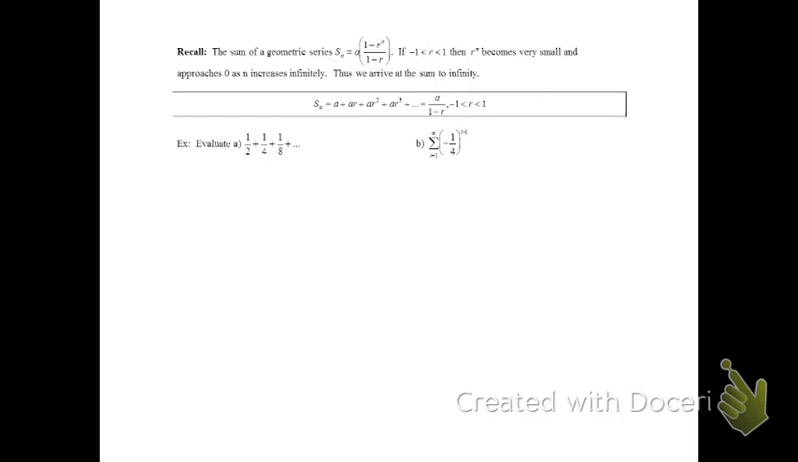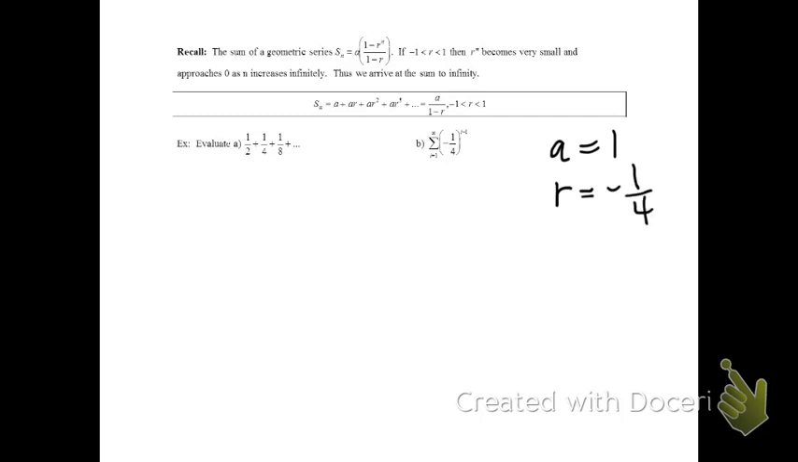Okay, the next one, we're just given it in sigma notation, where it's saying it's varying between 1 and infinity. We can see that the r value, or first off, let's just declare that a is 1. That's our starting value. We're starting at 1 times negative a quarter to the power of n, and then r is just negative a quarter.